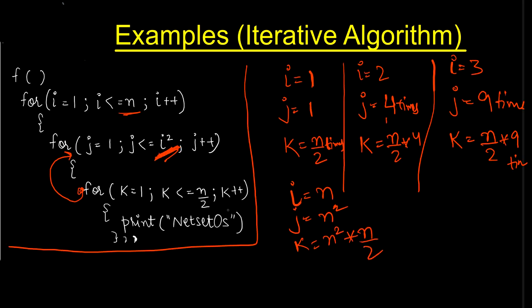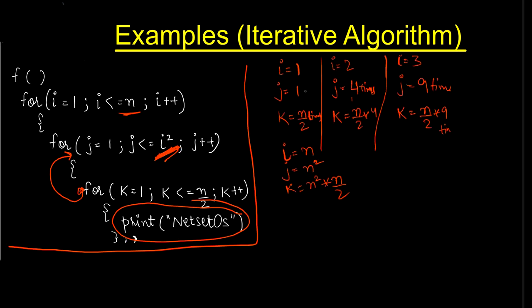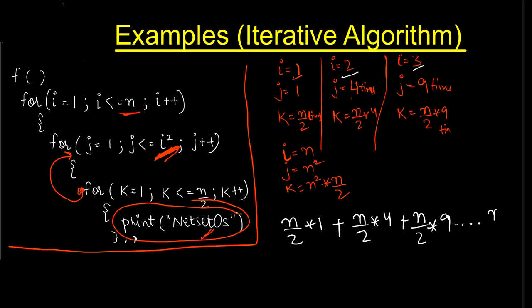Now let's calculate how many times the print statement will be executed. I'll make some space here. When I is equal to 1, it was printed for n by 2 into 1 time. When I is equal to 2, it was printed for 4 times. When it was 3, n by 2 into 9, such that up till n by 2 into n square. Let's take n by 2 common, as it is common in the equation. Here 1 plus 4 plus 9 up till n square.